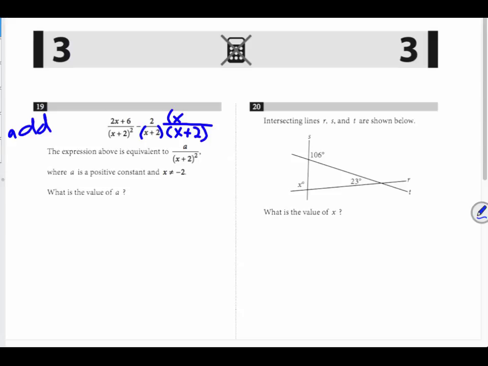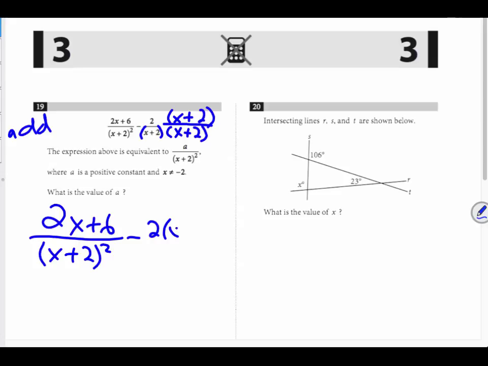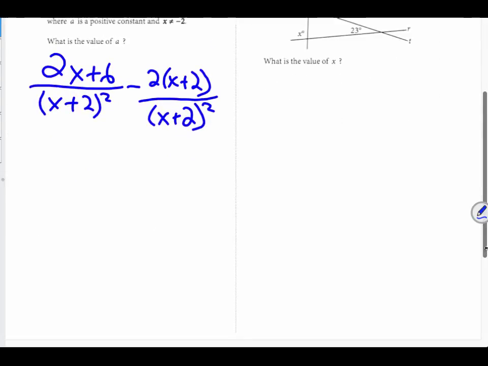But whatever I do on the bottom, I also have to do on the top. So now when I do that, what I end up with is 2x plus 6 all over the quantity x plus 2 squared, minus 2 times x plus 2, and now I have a common denominator of the quantity x plus 2 squared. Okay? So now, to finish this, I'm going to take this negative 2 and distribute it through the parentheses. Then, because it's a common denominator, I can write everything over that common denominator.